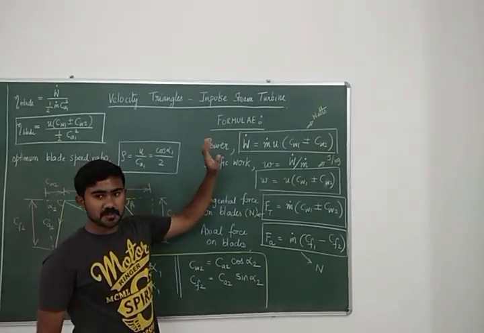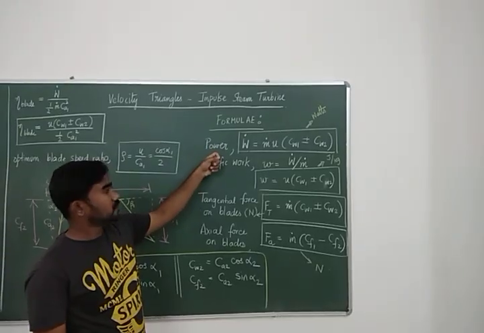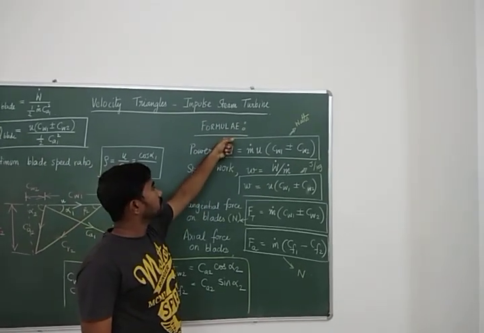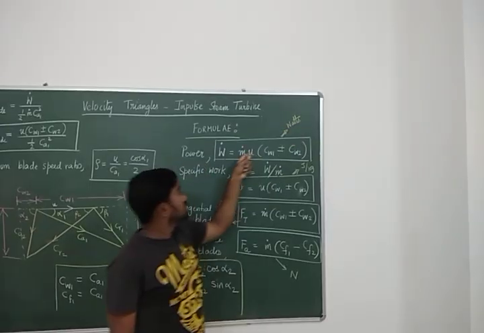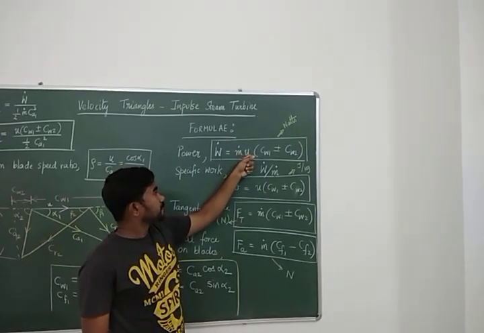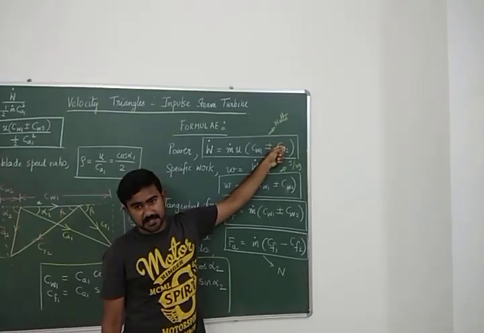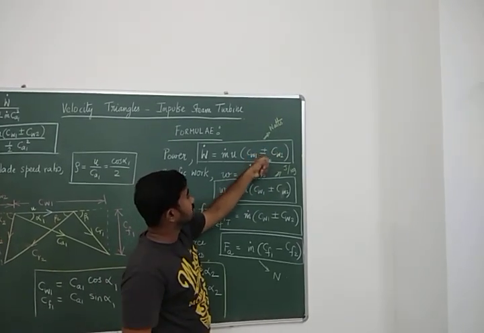So what are the various formulas that are used? The first formula is for power. Power is denoted by W dot. Its unit is watt. It is equal to mass flow rate of steam into blade speed into change in the whirl velocity. Okay. See, there is a plus or minus.